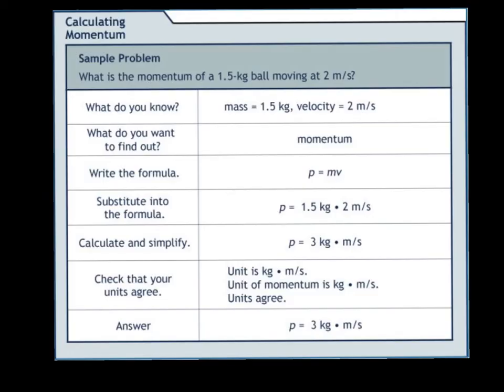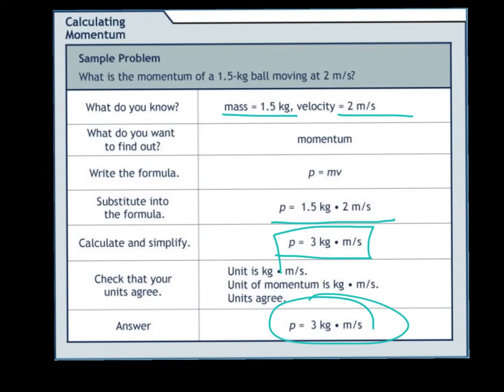So for instance, let's take a look at this problem here. What's the momentum of a 1.5 kilogram ball moving at 2 meters per second? Our mass is 1.5 kilograms. Our velocity is 2 meters per second. We're going to pop that into our formula, in which we get P equals 1.5 kilograms times 2 meters per second. Calculate that out, and you get 3 kilogram meters per second, also the answer.